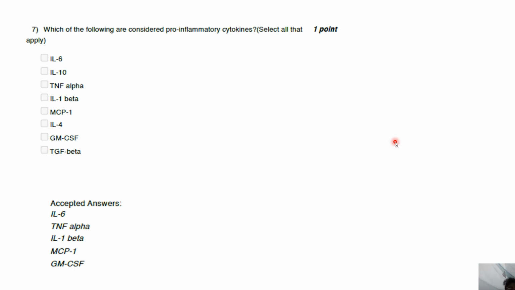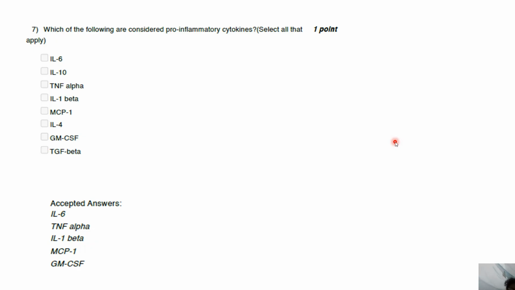Then TNF alpha, tumor necrosis factor alpha, it's one of the most potent pro-inflammatory cytokines. It drives inflammation, fever, apoptosis. It's central in conditions like sepsis. Then IL-1 beta, a classic pro-inflammatory cytokine, induces fever, leukocyte recruitment, works synergistically with TNF alpha. Then MCP1, monocyte chemoattractant protein 1, a pro-inflammatory cytokine, recruits monocytes and macrophages to sites of inflammation.